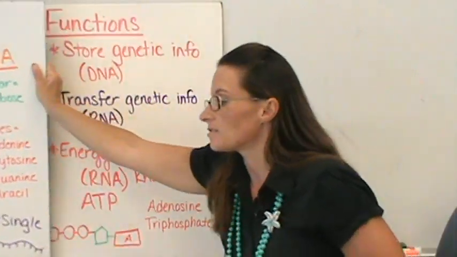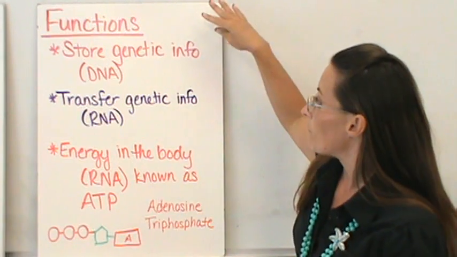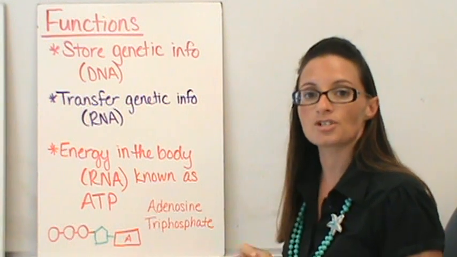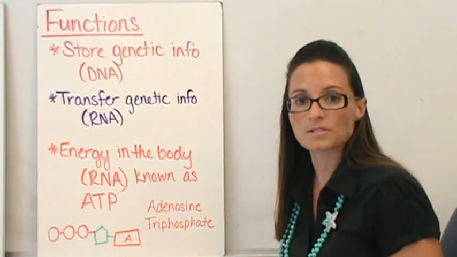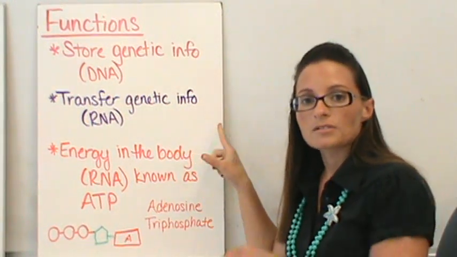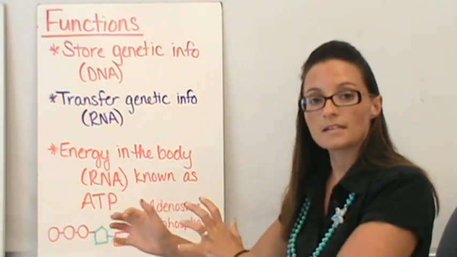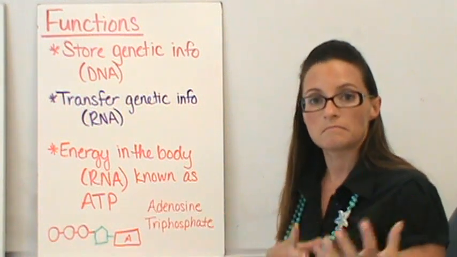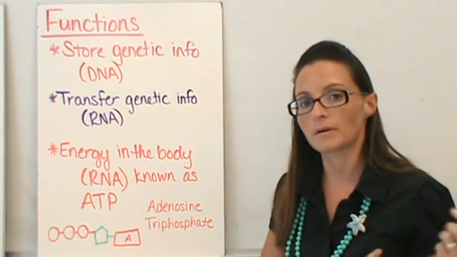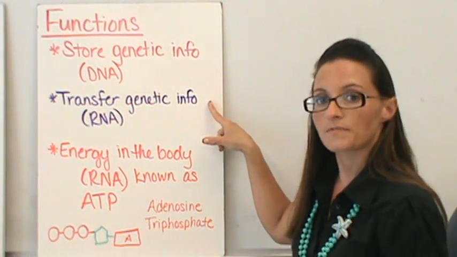Finally, we're going to talk about the functions, and there are 3 major functions of nucleic acids that we're going to talk about. The first function is that it stores genetic information. Your DNA stores the genetic information of your body inside the nucleus of your cells. So that's the first function. From there, your RNA takes that information from your nucleus as a message and is able to help transfer that genetic information to help make things in your body that need to be made. And we're going to talk about that a couple of units later. So, RNA will transfer your genetic information.